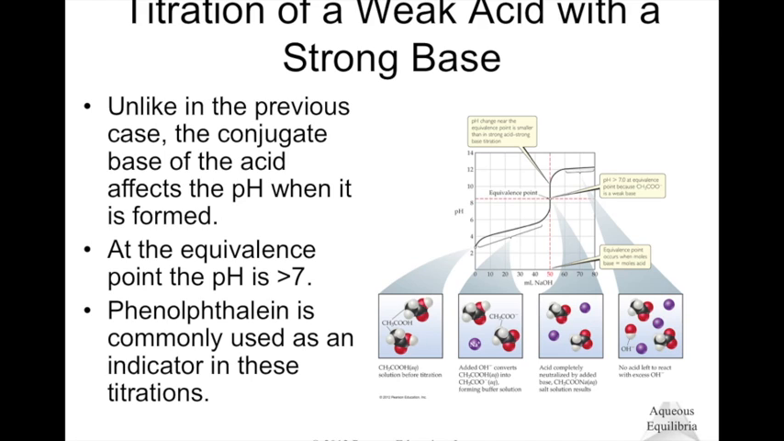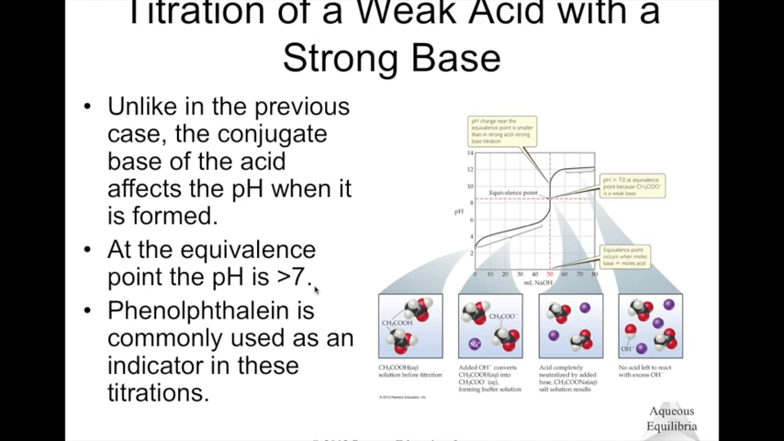When you're looking at a weak acid or a weak base, things are a little bit different. More often than not, you'll probably see a weak acid. So if we're looking at a weak acid with a strong base, if you recall, the conjugate base of a weak acid actually does affect the pH, right? The conjugate base of a strong acid does not. So the Cl minus doesn't do anything to pH, but the conjugate base of a weak acid will. So at the equivalence point, you've got that basic ion hanging out in there. So your equivalence point is actually going to be greater than 7.